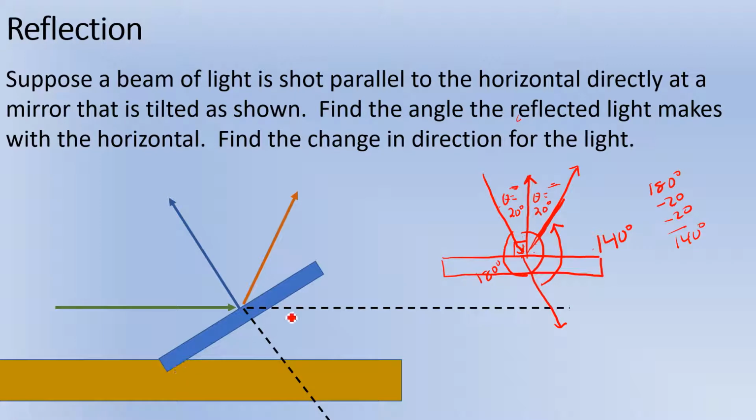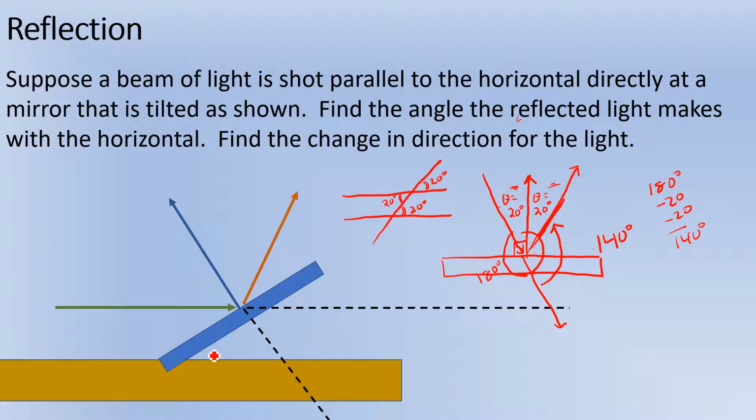Now, in this problem, we have our mirror at an angle. And before we get too far into it, let's review some geometry. So let's say I have two parallel lines and a transversal going through them. And let's say this angle right here is 20 degrees, like my example over there. Then by alternate interior angles, this angle is also 20 degrees. And by vertical angles, this one is 20 degrees.